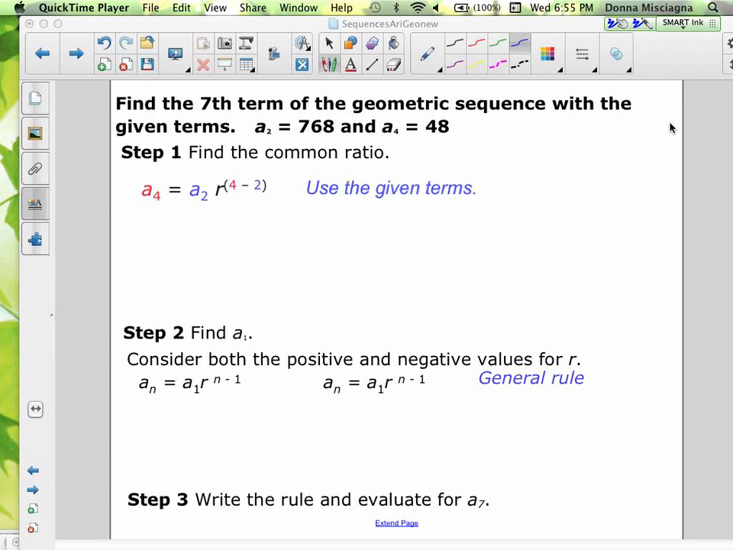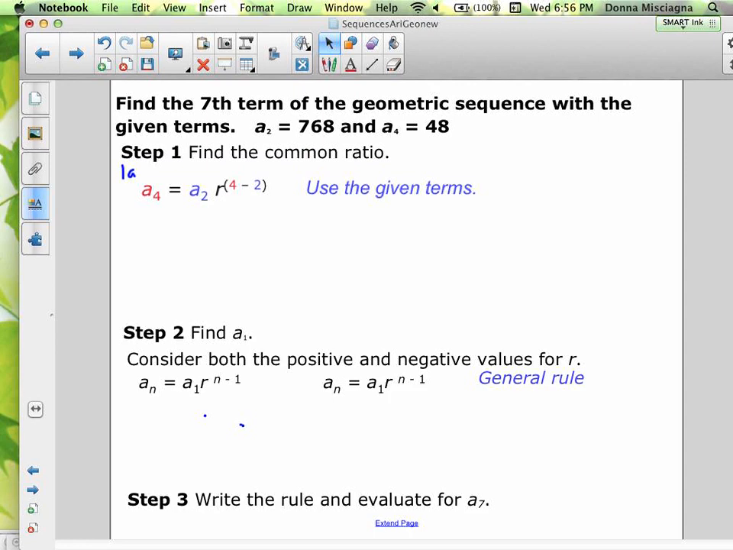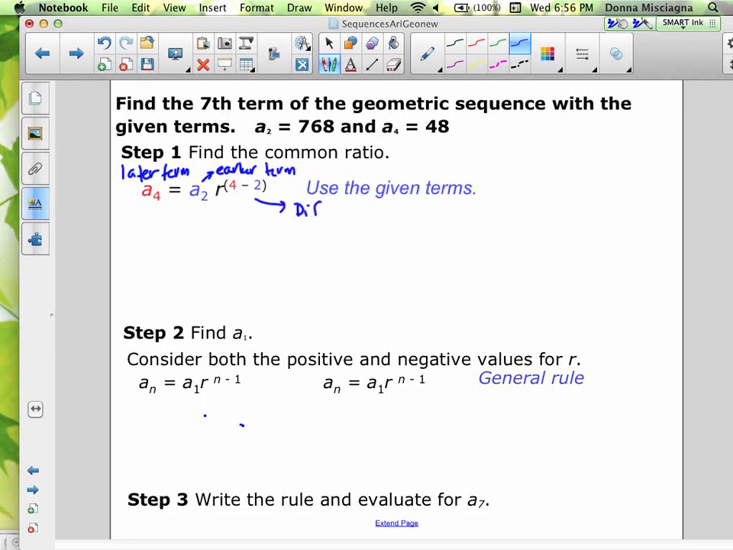Okay, so remember, it's always going to be the later term here, and then for A1, we're going to substitute in the earlier term. And this is always the difference in the positions. And we do this whenever we are solving for R, for our common ratio.